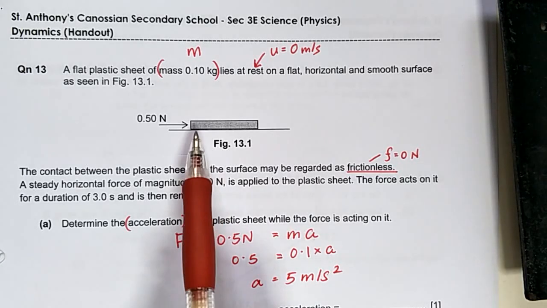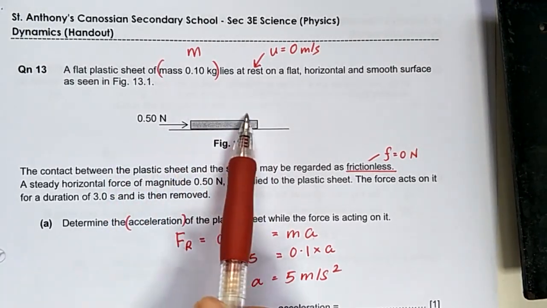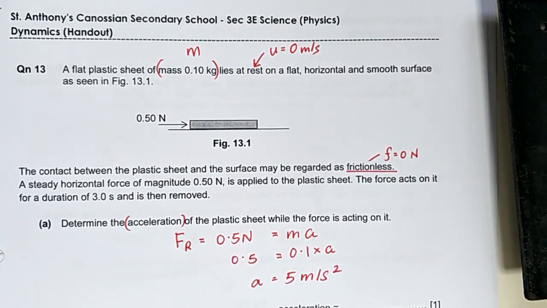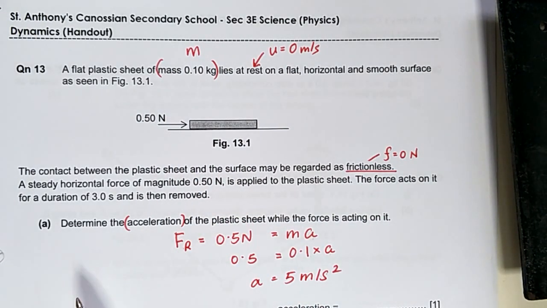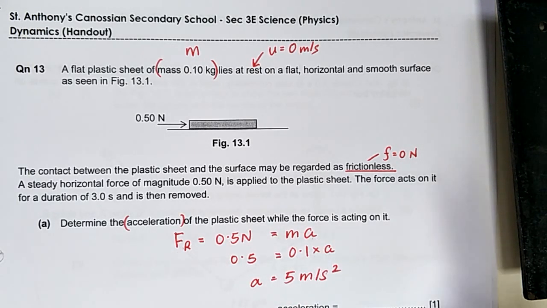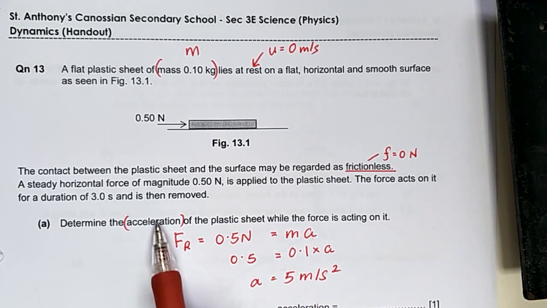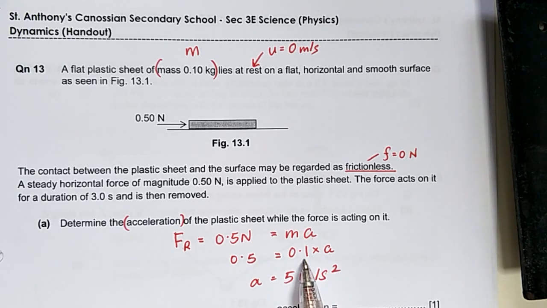When you look at this question and you see that a force is applied to an object, mass is given, and there's some information on forces, straight away you should know it's a question on dynamics. So the formula F equals ma should be used. The acceleration is what the question wants. The mass has already been given.